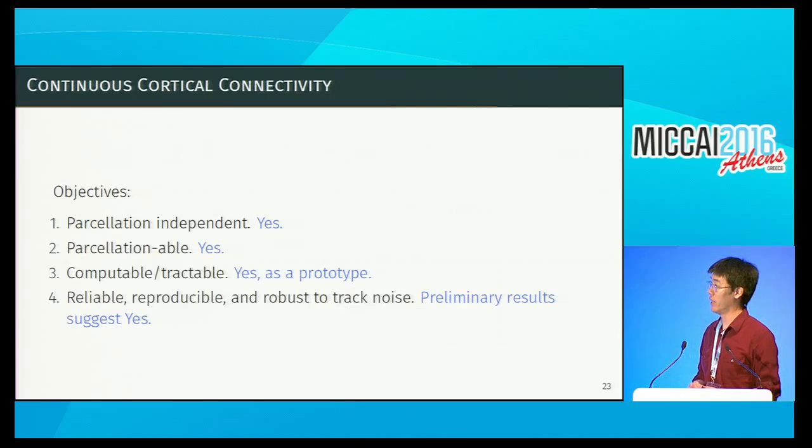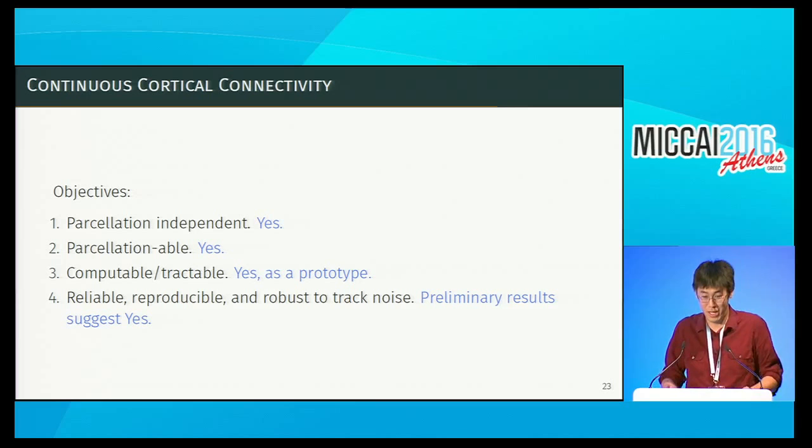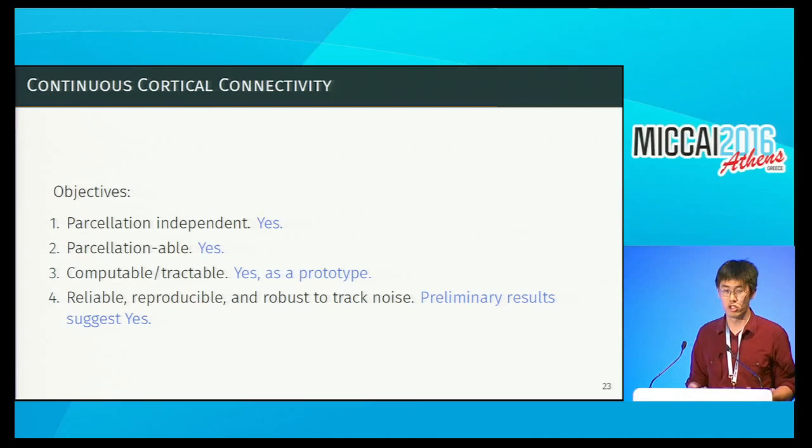So to recap, have we constructed parcellation independent? Yes. Parcellationable? Yes. Computable? Yes. There are probably better tricks to do this, but I think we did pretty well. And is it reliable and reproducible? Our preliminary results suggest yes as well.